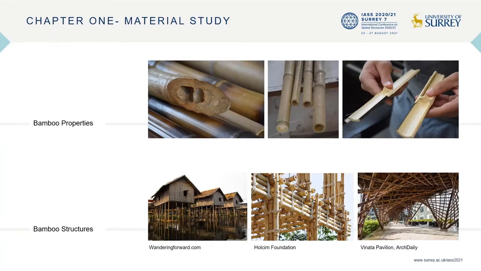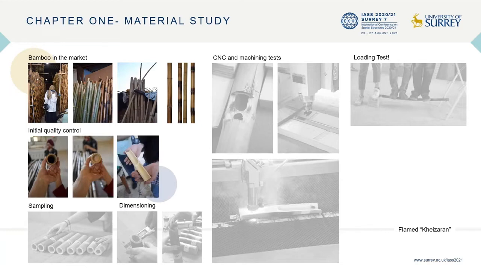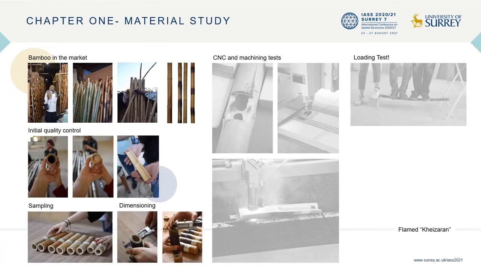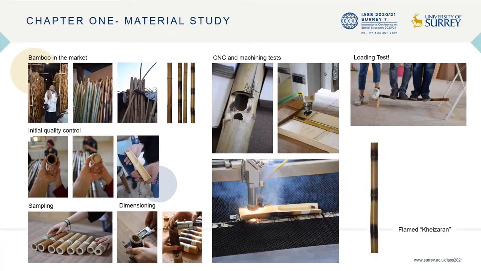After that, we searched for available types of bamboo in the market. 4 types were found, and we made a preliminary study to assess their quality, geometrical and mechanical properties, workability, and so on. We also tried to follow recommendations of ISO for grading of bamboo. Due to COVID restrictions, we did most of our assessments in-house as far as possible. In the end, a native species of bamboo, the so-called flamed khizaran, was preferred over the others.